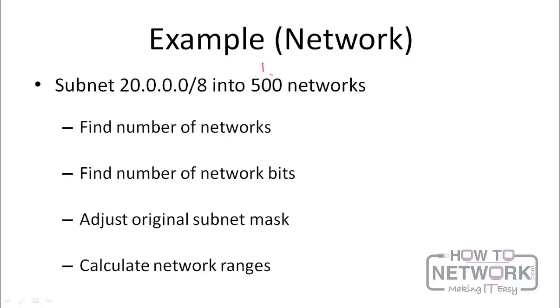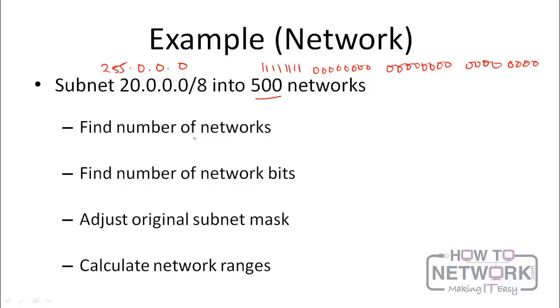So the subnet mask is 1111 1111, then 0000 0000, 0000 0000, 0000 0000. So all we have is 255.0.0.0. That's our subnet mask for the Class A network. And now we want to subnet it into 500 networks.